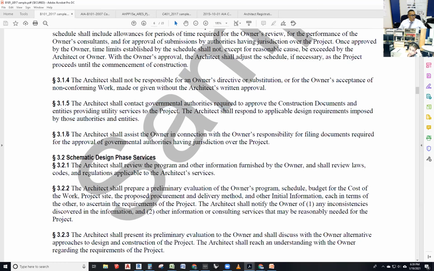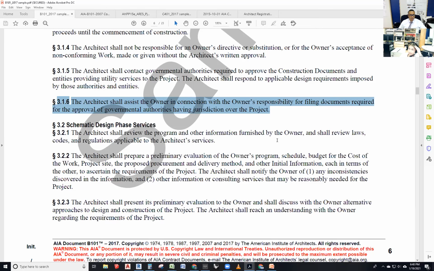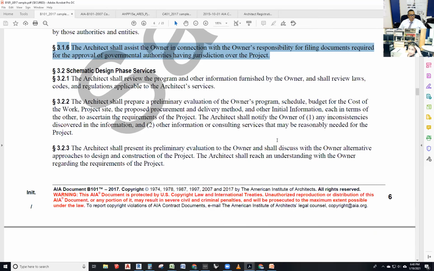So then 3.1.6 says the architect shall assist the owner in connection with the owner's responsibilities for filing documents required for the approval of governmental authorities having jurisdiction over the project. Helping them fill out paperwork, the submittals that they need to put into the permit and things like that. All right.